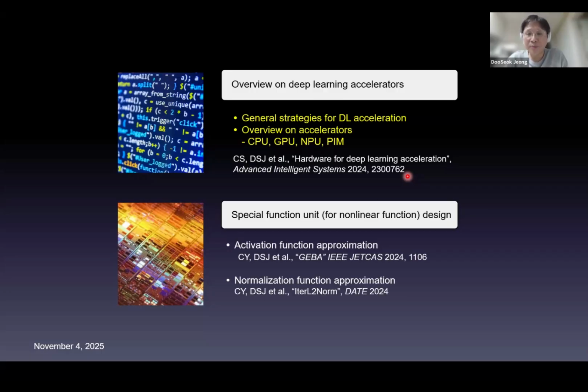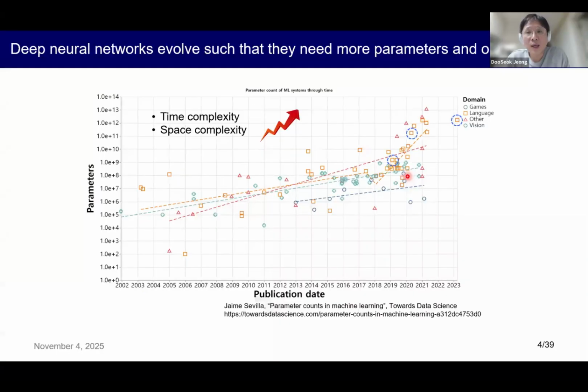I'm going to talk about these special function units, mainly for nonlinear functions, in 2 parts. The first one is activation function approximation based on lookup tables. The second part is normalization function approximation, which is very often used in LLMs, which are based on transformers.